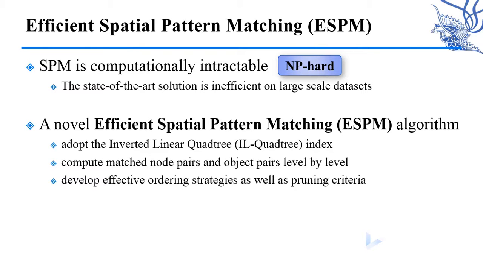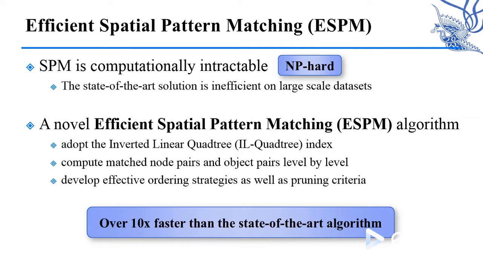In particular, we develop effective ordering strategies as well as pruning criteria to prune unpromising nodes and node pairs at the high levels, which make a large number of unpromising objects and object pairs to be pruned before accessing them from disk, making our algorithm much faster than existing algorithms. Our experimental results on real large datasets show that ESPM is over one order of magnitude faster than the state-of-the-art algorithm and also uses much less I/O cost.